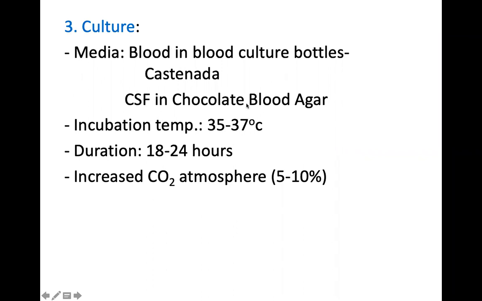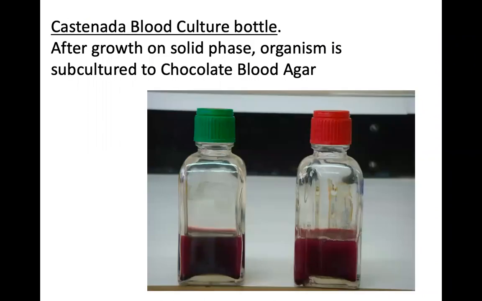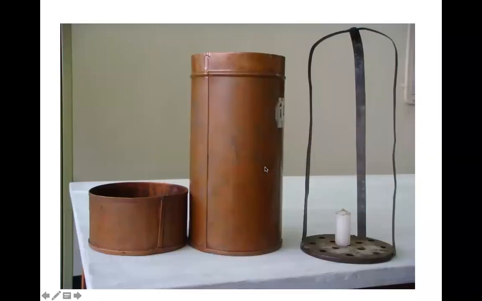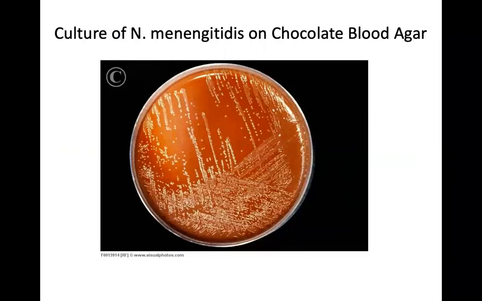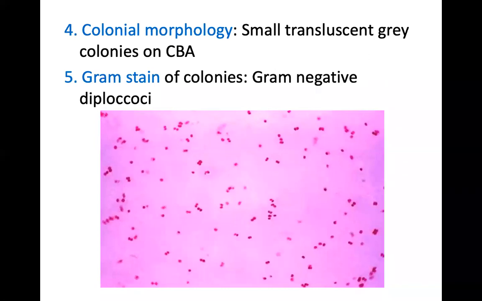You culture them 35 to 37 degrees, 18 to 24 hours in an increased CO2 atmosphere, like using a CO2 jar. You will be able to isolate your Neisseriae. This is an example of a blood culture bottle. There are others that are available. This is just one of them, and this is the CO2 jar. After 24 hours, these are the culture plates that you'd get of Neisseria meningitidis on chocolate blood agar.